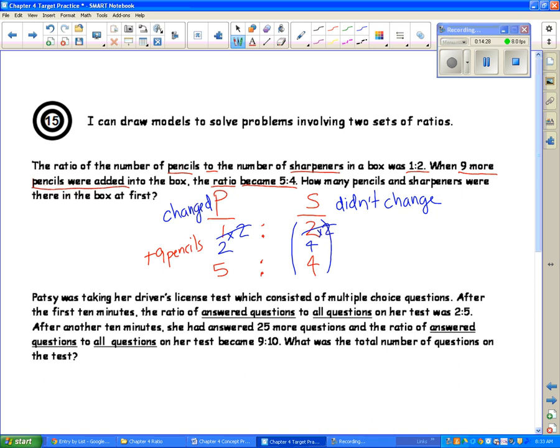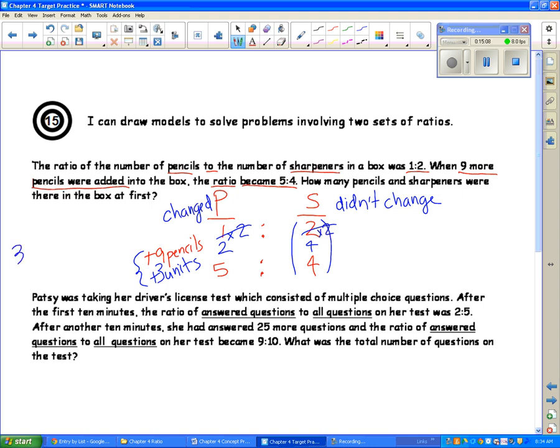Now that I have reconciled the two terms for sharpeners, it allows me to make a comparison of the change in units of pencils. My number of units of sharpeners now is the same, 4 and 4, and that makes sense because it didn't change quantity. But my number of pencils, initial number of units was 2, the end number of units was 5. So what happened is I added, from 2 to 5, 3 units of pencils. That means my 9 pencils must be equal to 3 units.